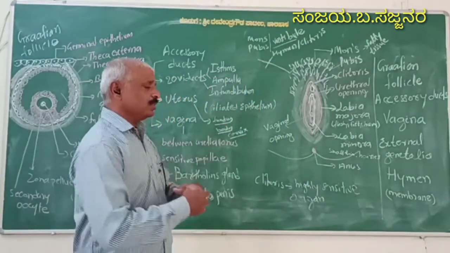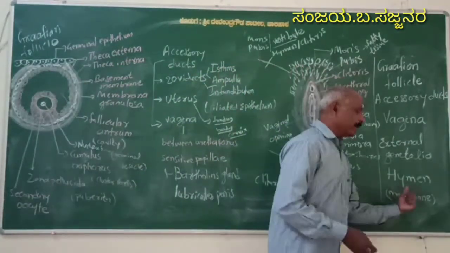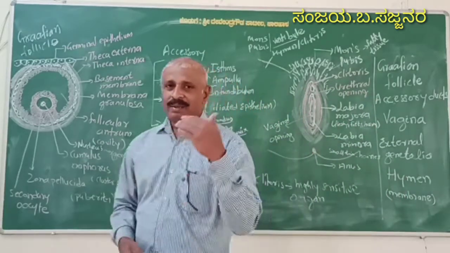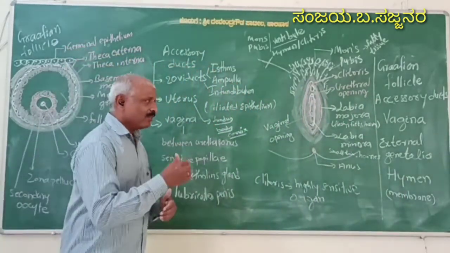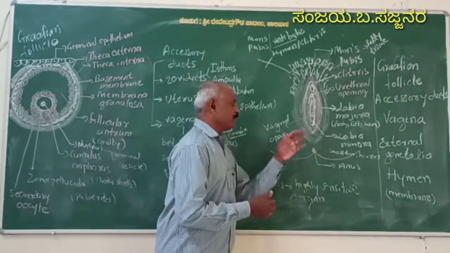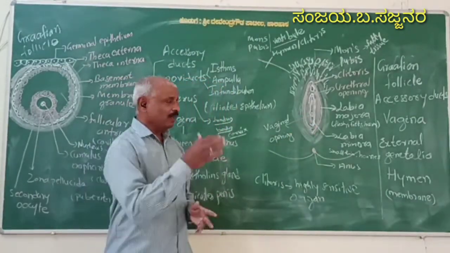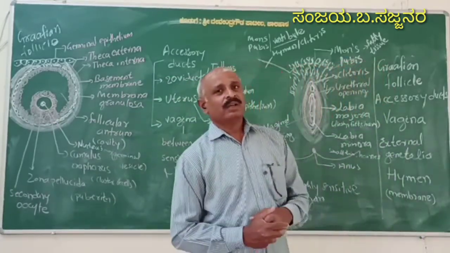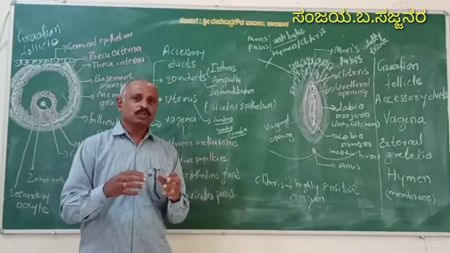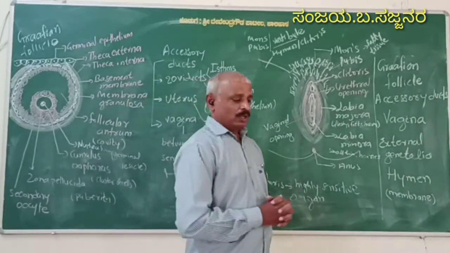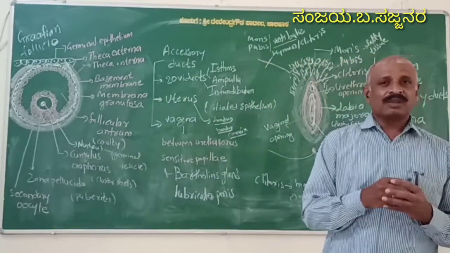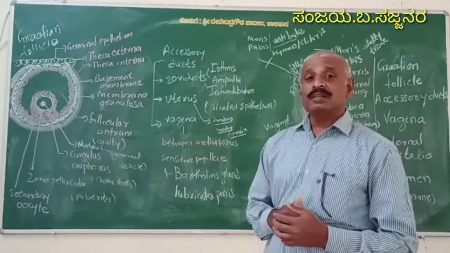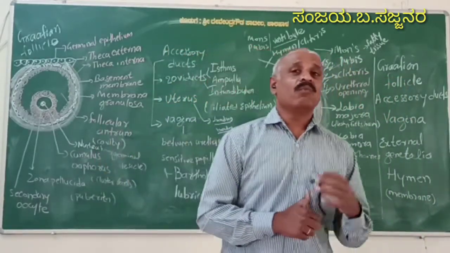After the completion of the external genitalia, I will move to the next one, that is the hymen. Hymen is a membrane. It covers the entrance of the vaginal opening. It tears and gets cut at the time of coitus, and a little bleeding is there. So people think that it is a symbol of virginity.